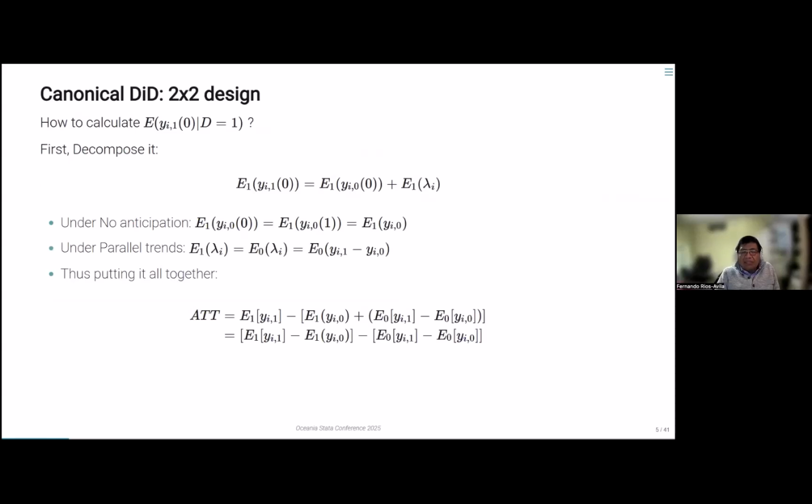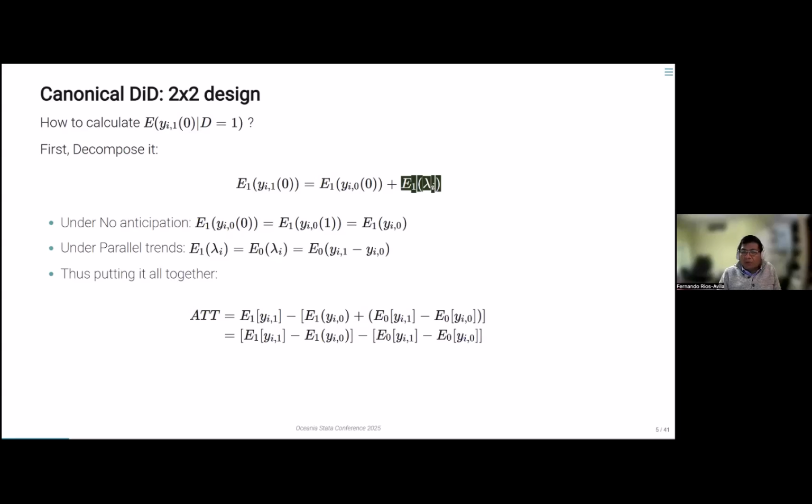The way I decided to, when I was working with this and understanding how it works, is that it's useful to make a decomposition of the post-treatment without treatment status. So this is going to be decomposed into two components. First, what was the outcome without treatment in the pre-period. And second, what was the expected growth that this group would be expected to have.